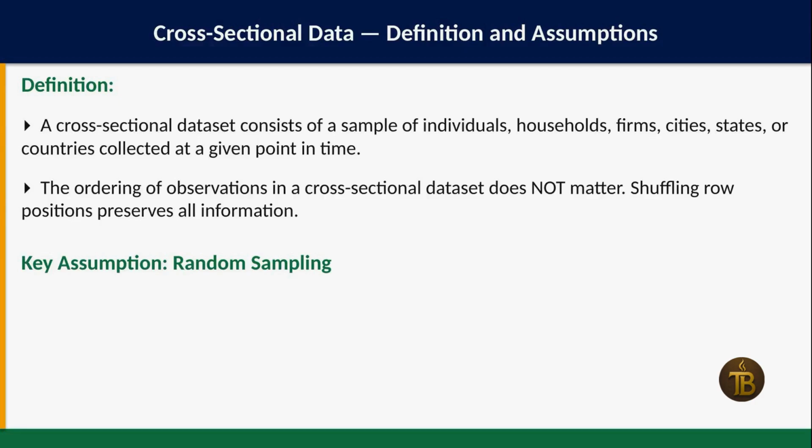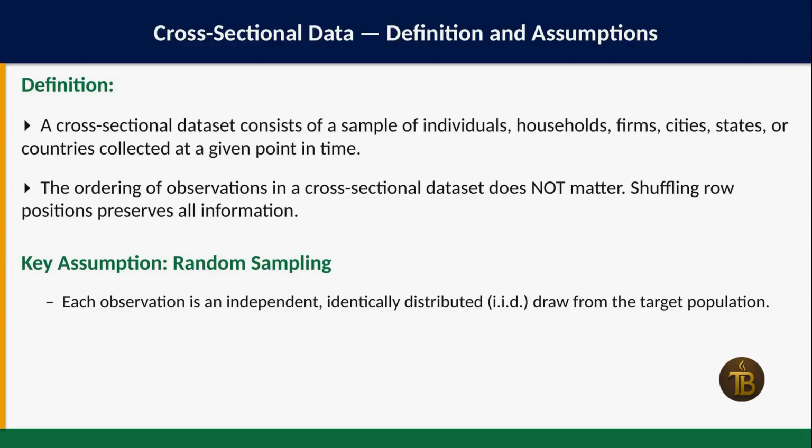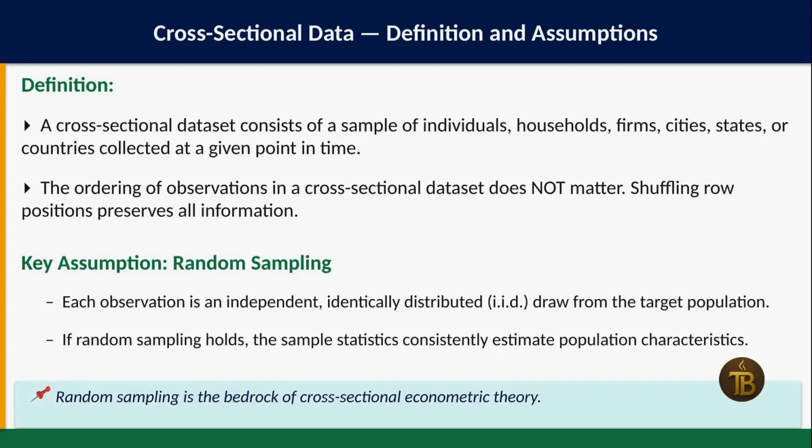This kind of data rests on a key assumption: random sampling. Random sampling means each observation is an independent draw from the same underlying population, what statisticians call IID, independent and identically distributed. And when this assumption holds, the statistics we calculate from our sample reliably estimate the true characteristics of the population. Random sampling really is the bedrock that the rest of cross-sectional econometric theory is built on.